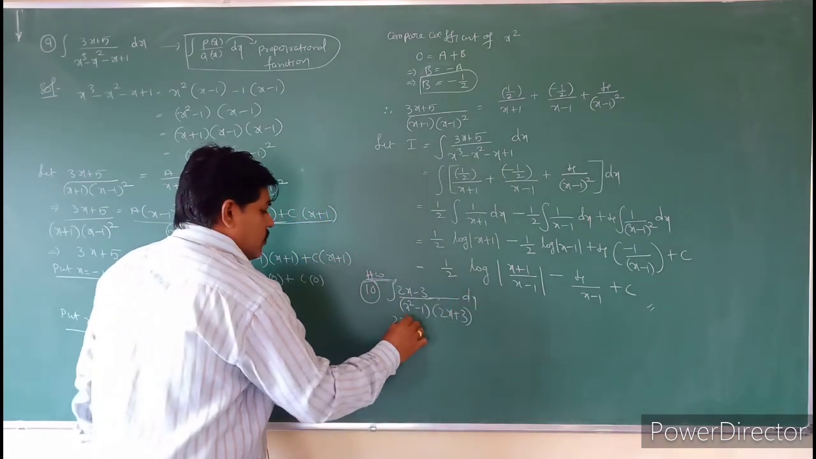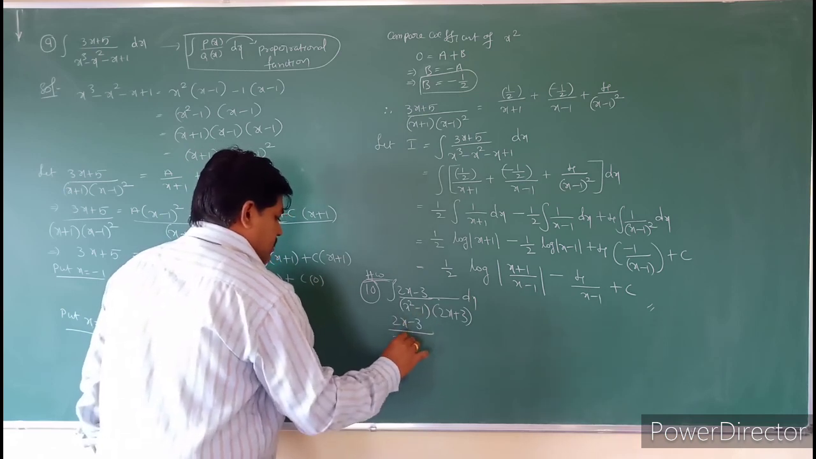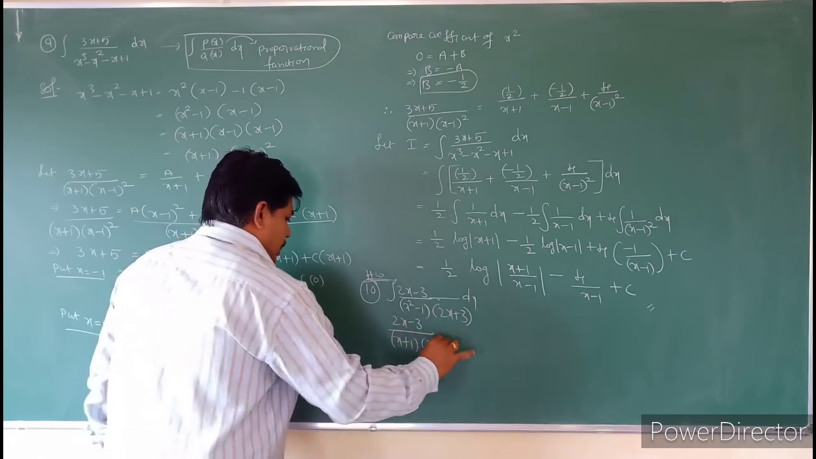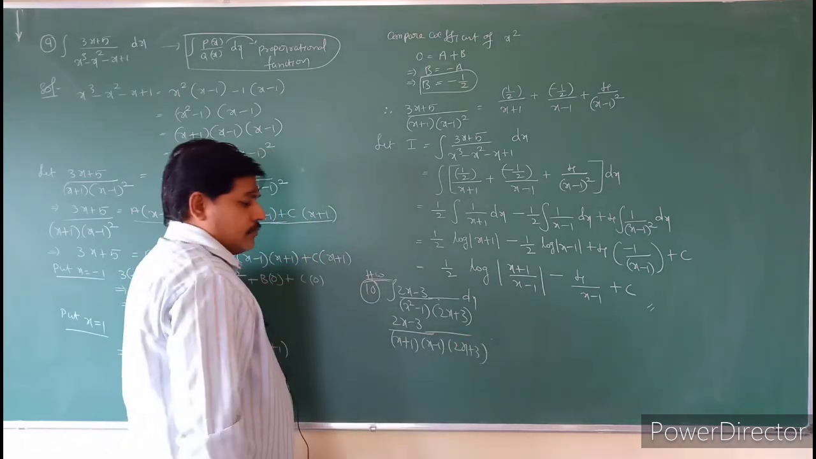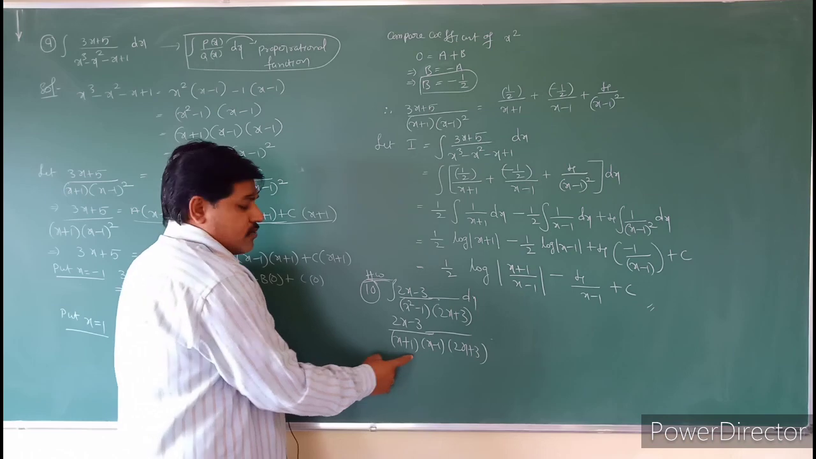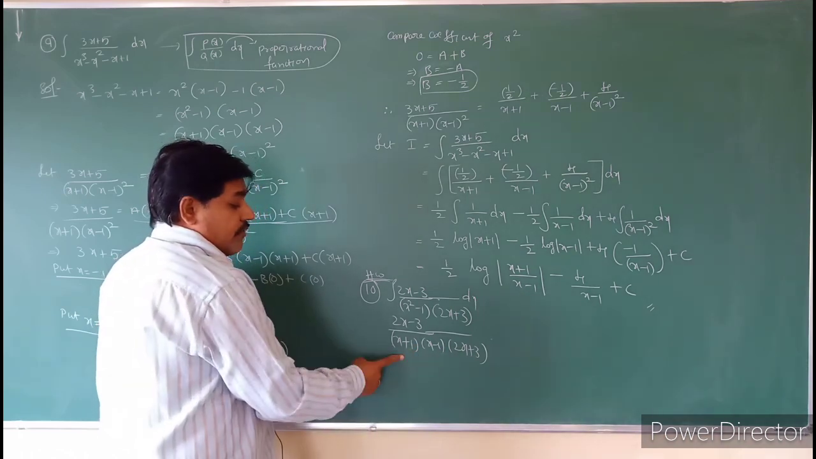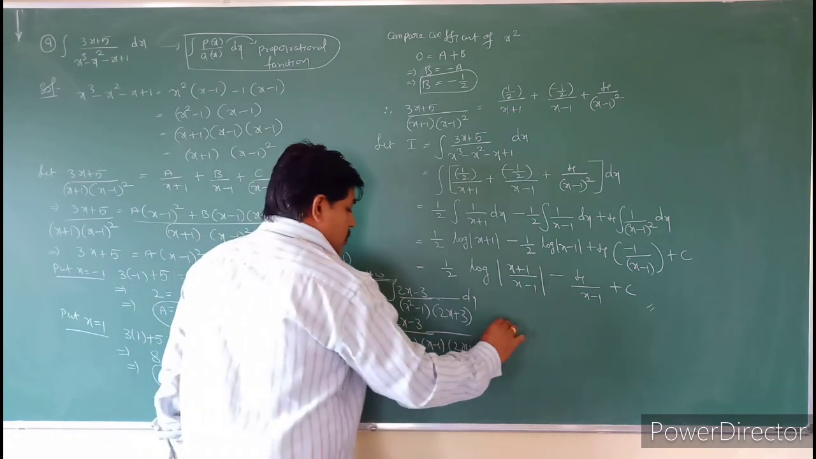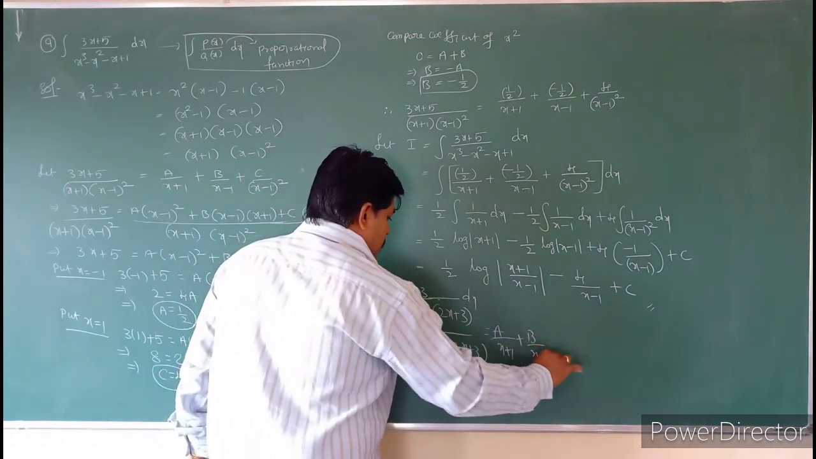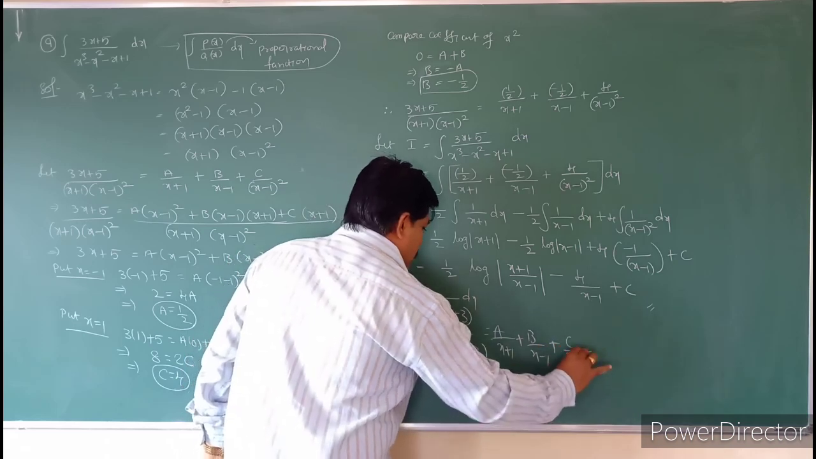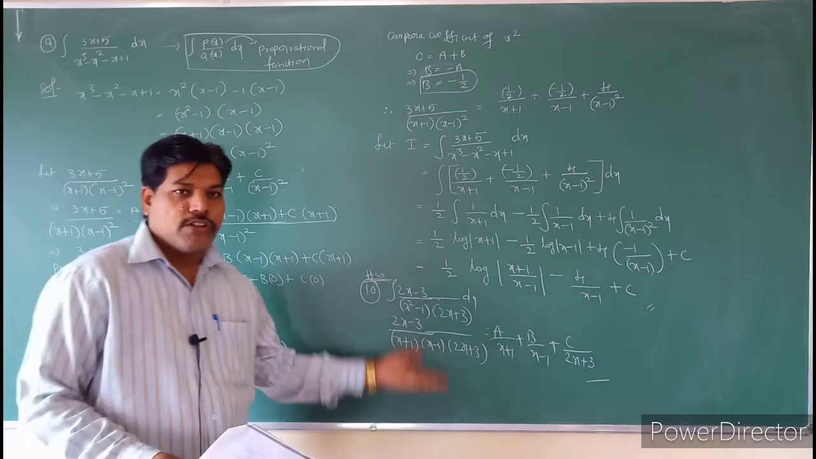So this value I will change it as 2x minus 3 by x square minus 1 times 2x plus 3, and you can write it as x plus 1 into x minus 1 into 2x plus 3. X square minus 1 you can write as x plus 1 x minus 1. It is reducible, so we can reduce into these factors. Then how can you take the partial fractions? A by x plus 1 plus b by x minus 1 plus c by 2x plus 3, and continue the problem.